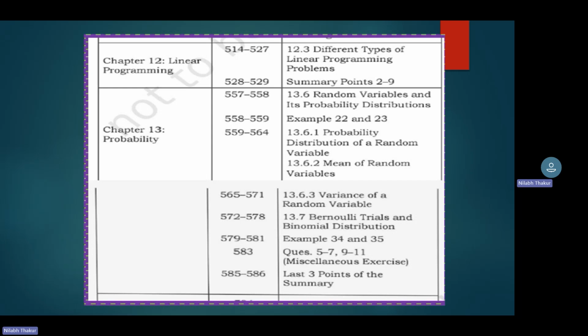This is important. Page 579 to 581, examples 34 and 35, you need not practice. Page number 583, questions 5 to 7 and 9 to 11 in the miscellaneous exercise can be dropped. So these were the detailed questions.